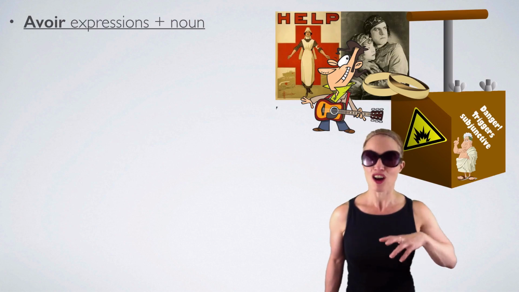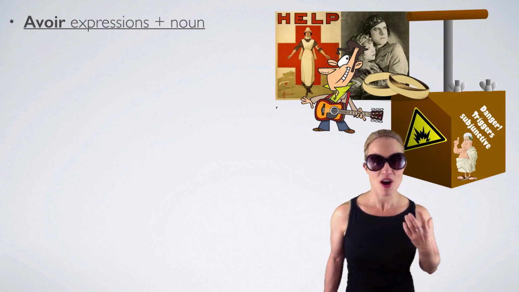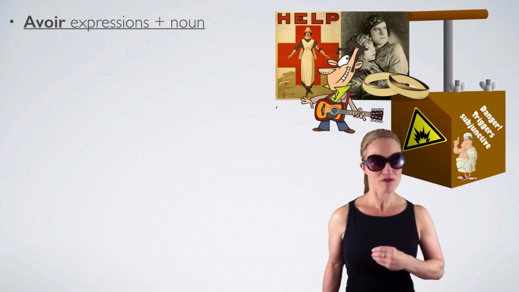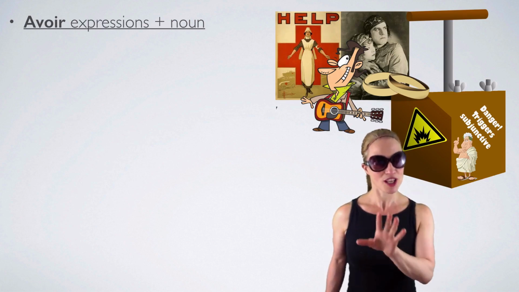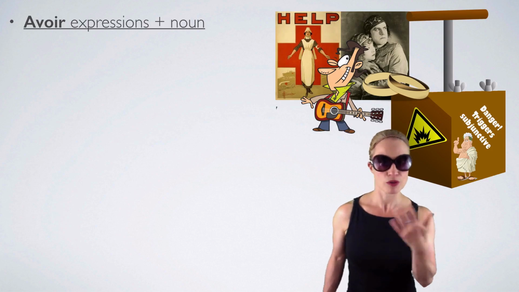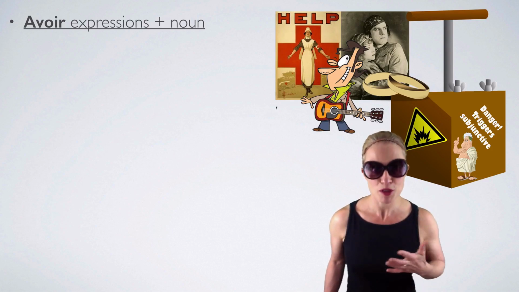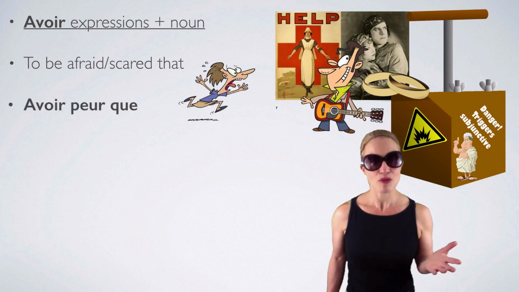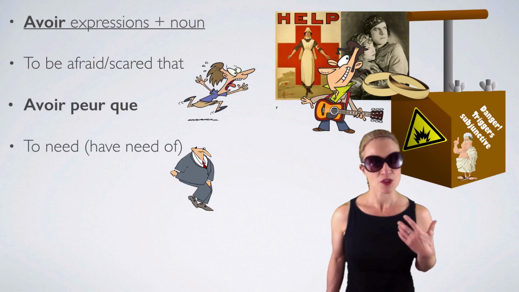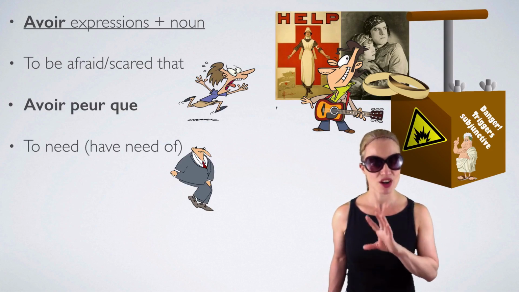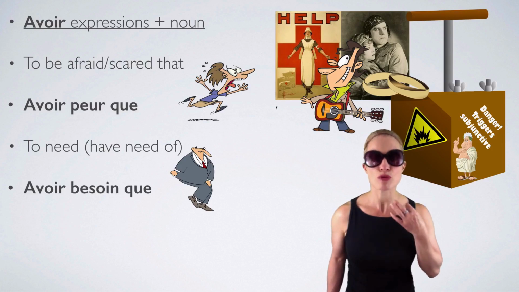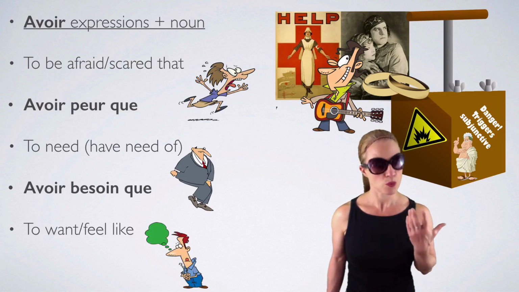Then we have a lovely group of avoir expressions that in English tend to be translated with to be, but the French use to have plus a noun. And when we're talking about two subjects, these will be bringing up the subjunctive. To be afraid, scared that: avoir peur que. To need, the French would say to have need of: avoir besoin que.